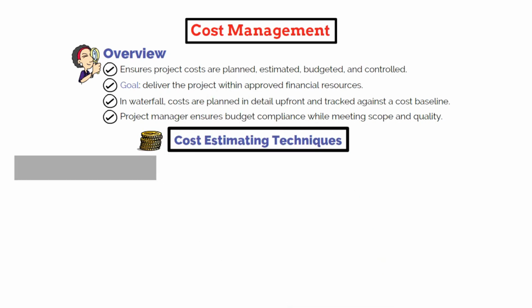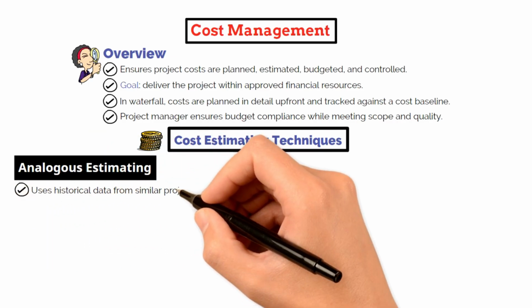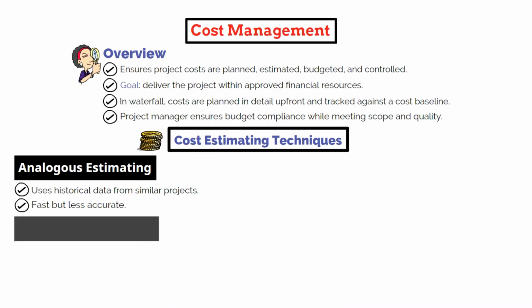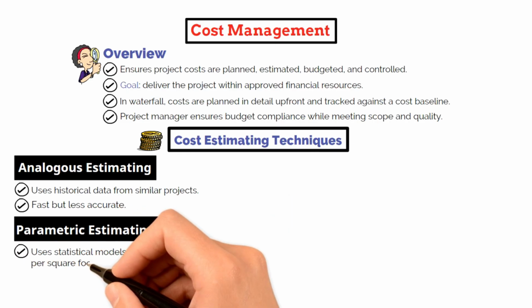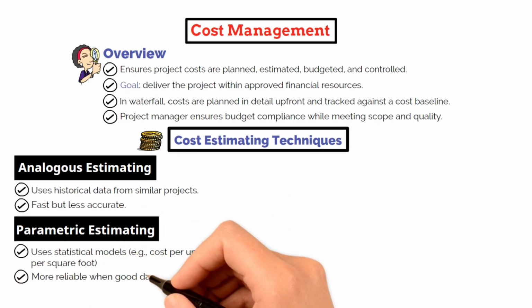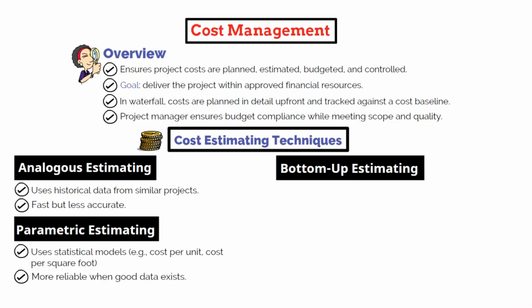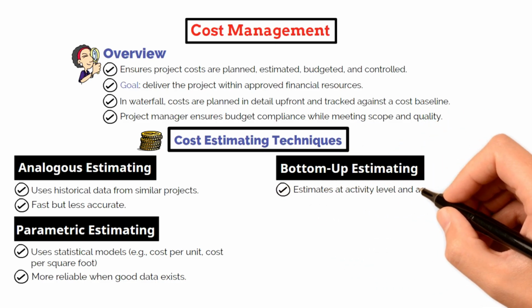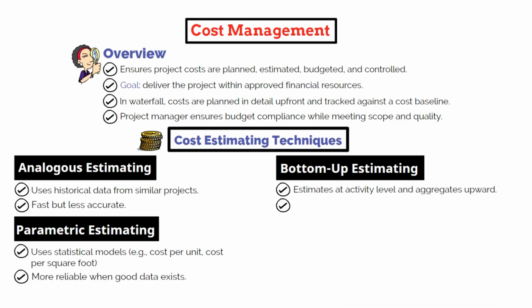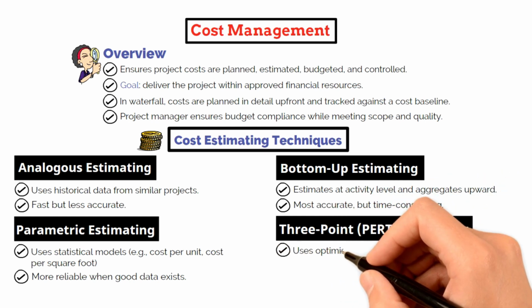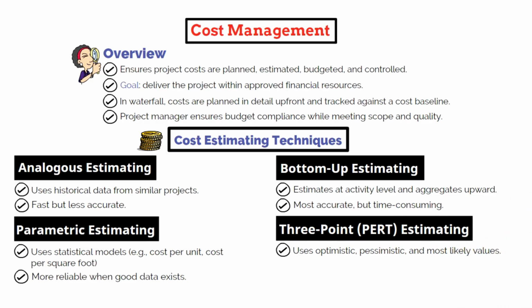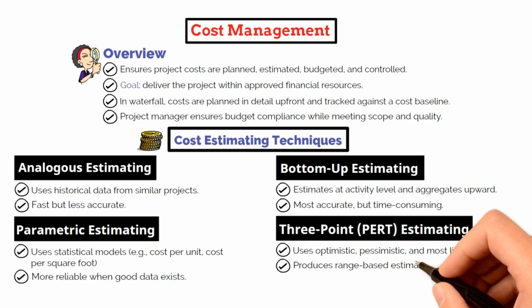The exam may test you on several techniques. Analogous estimating uses historical data from similar projects and is fast but less accurate. Parametric estimating uses data-driven models, such as cost per square foot or cost per unit, and is more reliable when data is available. Bottom-up estimating aggregates detailed estimates at the activity level to build up the total cost, which is the most accurate but also the most time-consuming. Three-point estimating, also known as PERT, uses optimistic, pessimistic, and most likely values to provide a range-based estimate.